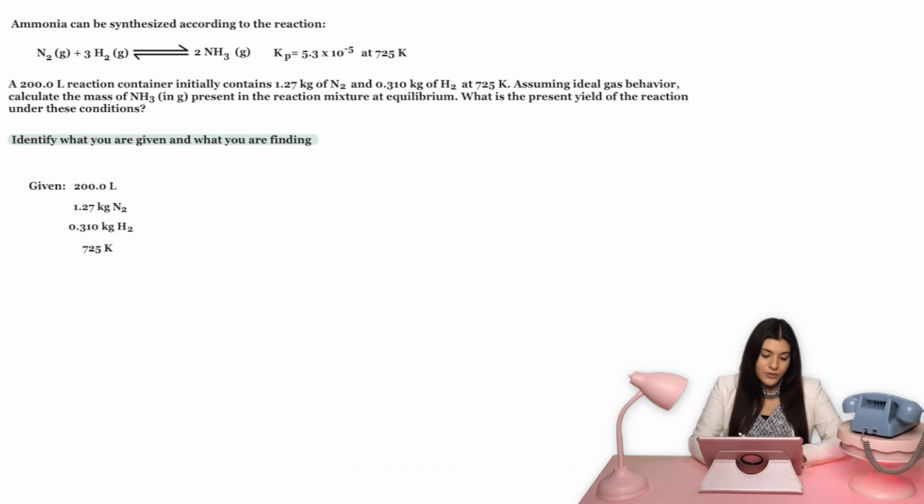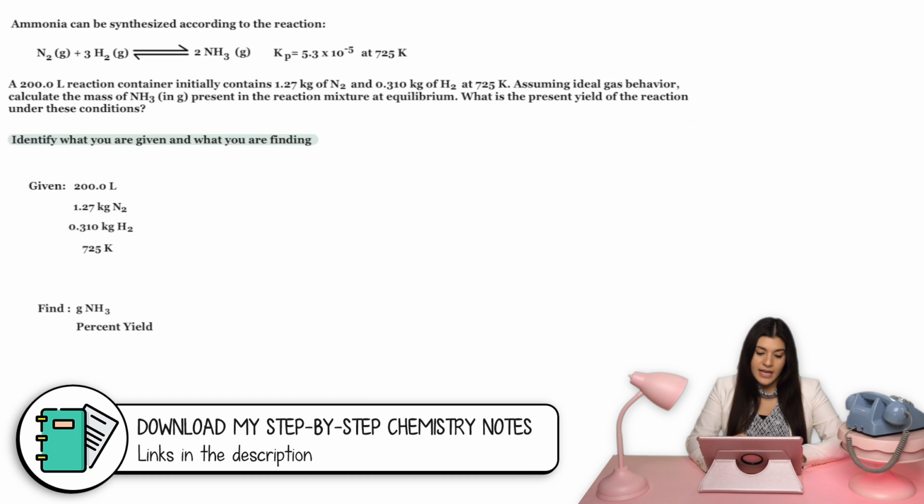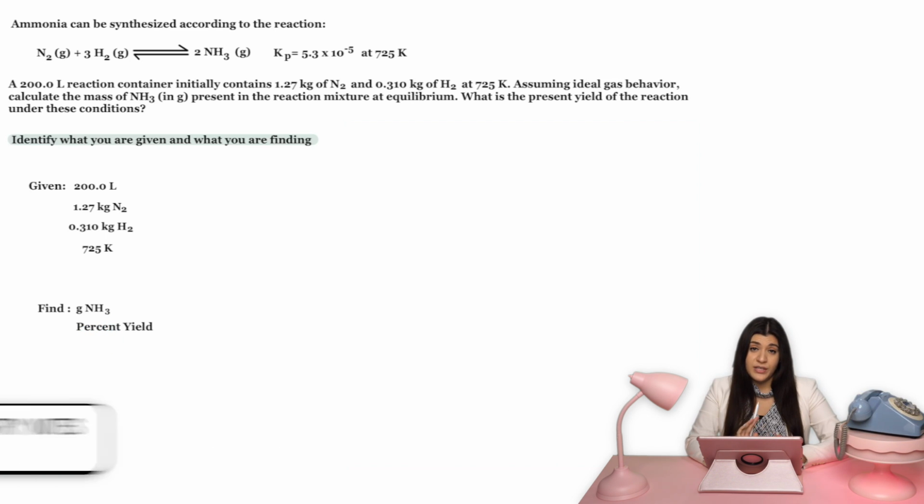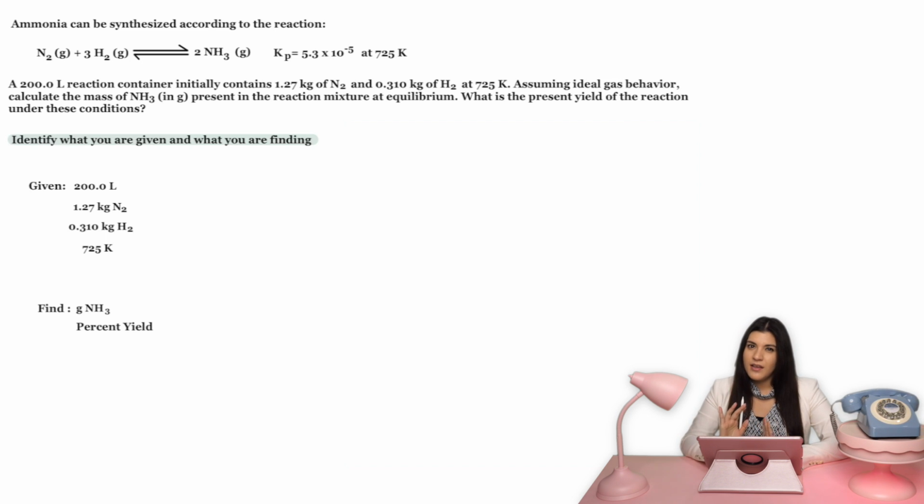Now we're finding 2 separate things. The first part of this question is asking us to calculate the mass of ammonia in grams. So we're going to start off with that. And then we're also going to figure out the percent yield. This question does require multiple steps. Let's just look at all the different steps that we will have to do for this type of question.